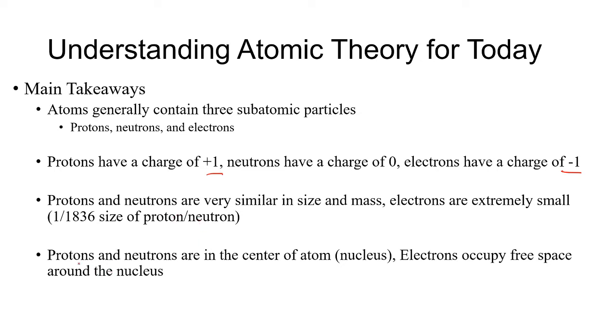And last but not least, protons and neutrons are in the center of the atom, aka in the nucleus, whereas the electrons occupy the free space surrounding the nucleus. So again, we don't really want to think about it in terms of them orbiting, because that's not the case. They move very randomly and they move very quickly around the nucleus, so we can't at any given point in time identify exactly where an electron is with knowing the certainty of how fast it's traveling. So something to keep in mind there.